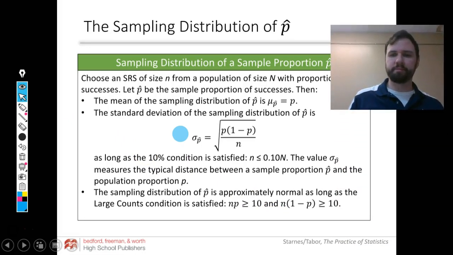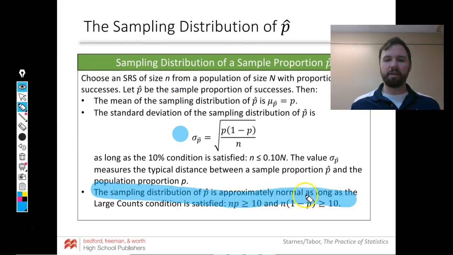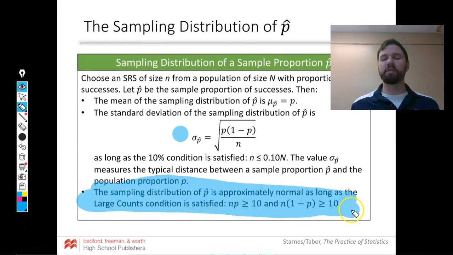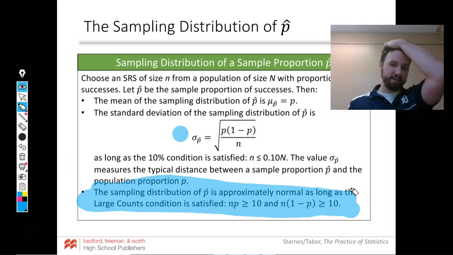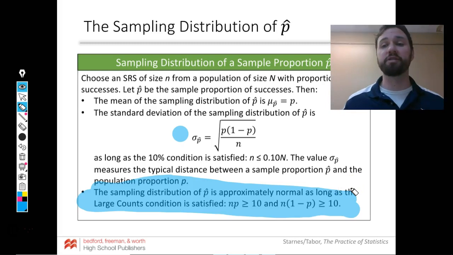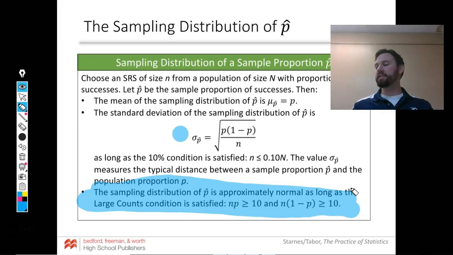Now, this last part, we saw it last chapter. We're going to see it again. We're going to see it a lot. If this is normal, as long as large counts is satisfied. So if n times p, your number in the sample, times the probability of success is greater than or equal to 10, and your number in your sample times your failure is greater than or equal to 10, then your distribution will be approximately normal.